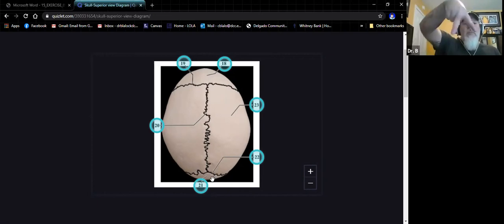So again, that lambdoid suture is going to be on the back of your skull, kind of an upside down V like that. And it's going to separate the two parietal bones here from the occipital bone, which is going to go under the posterior and the inferior of that skull.